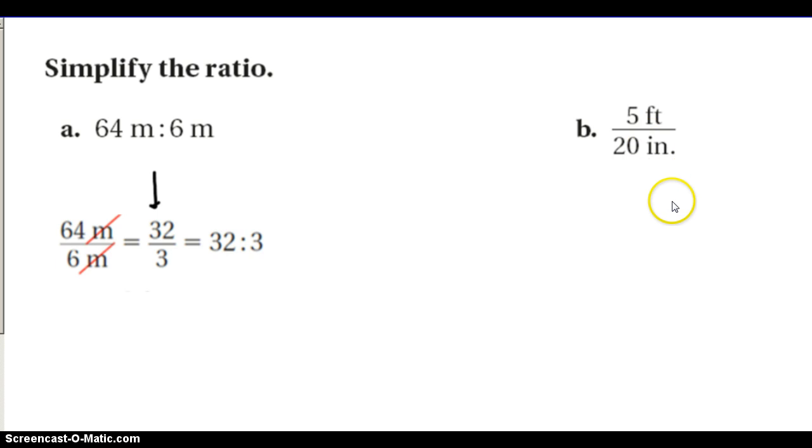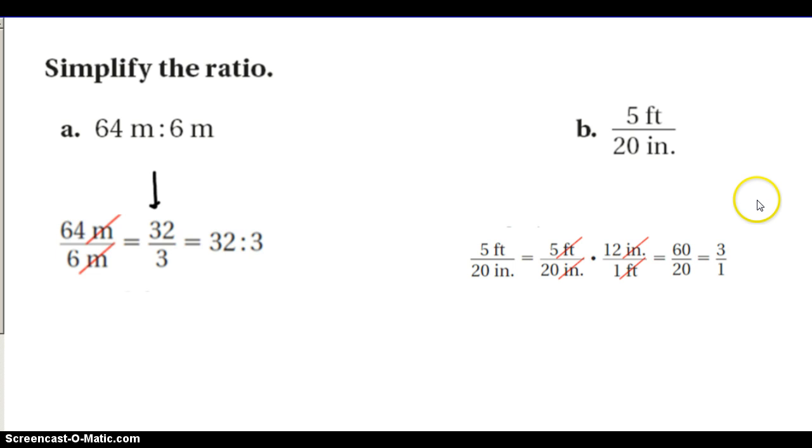When we come to B, you've got to be aware that it's feet and inches, so we can't simplify that without converting into the same units. Because inches is smaller, I'm going to change feet into inches. So the first thing I'm going to do is change 5 feet times 12 inches, so it's 60 inches over 20 inches, and it's 3 to 1. You do not have to have units in your answer because you're just describing what the ratio is between the two numbers. So 5 feet over 20 inches is just a 3 to 1 ratio.